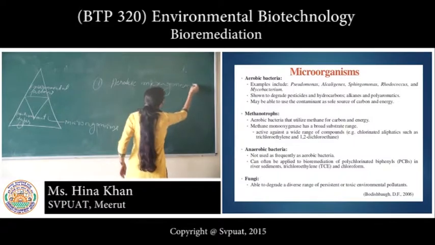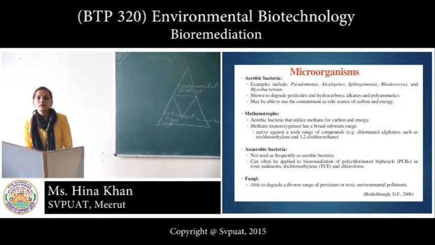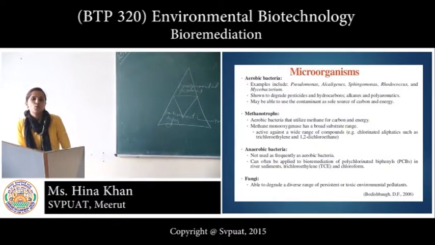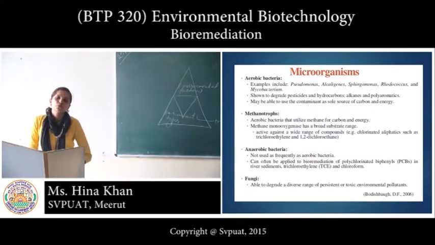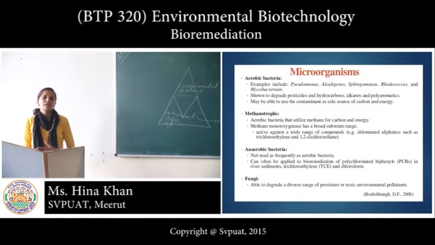Aerobic microorganisms are those which grow in the presence of oxygen, like Pseudomonas, Rhodococcus, Mycobacterium, etc. They are used to degrade pesticides and hydrocarbons like alkanes and polyaromatics. They are able to use the contaminants in soil as a carbon and energy source. Second one is methanotrophs. These are also aerobic bacteria, but they utilize methane for carbon and energy. Mostly the methanotrophs used in bioremediation produce monooxygenase.